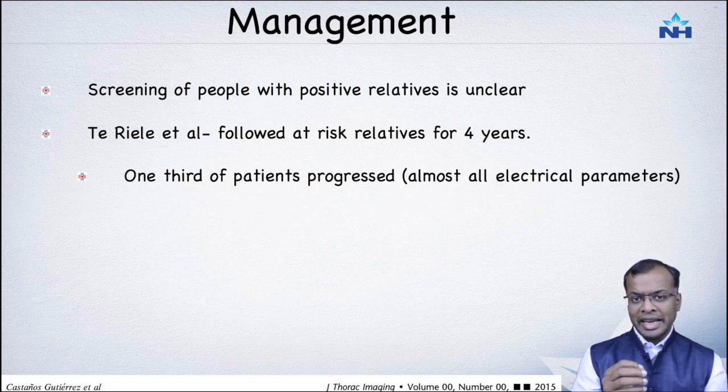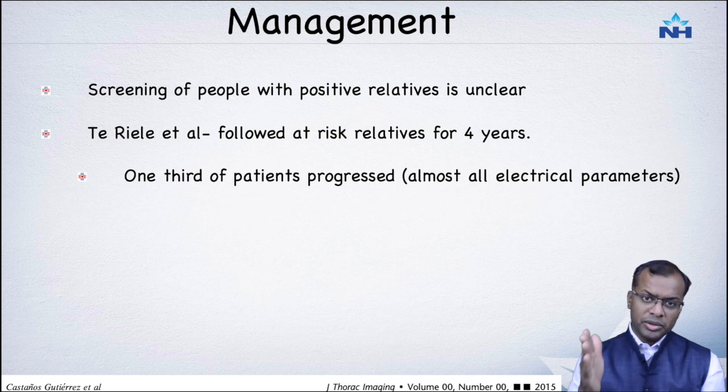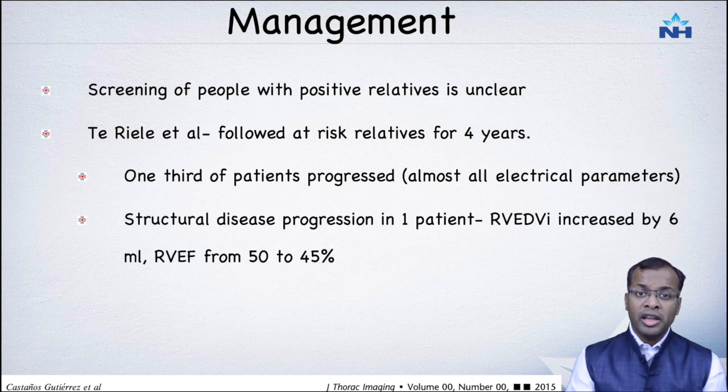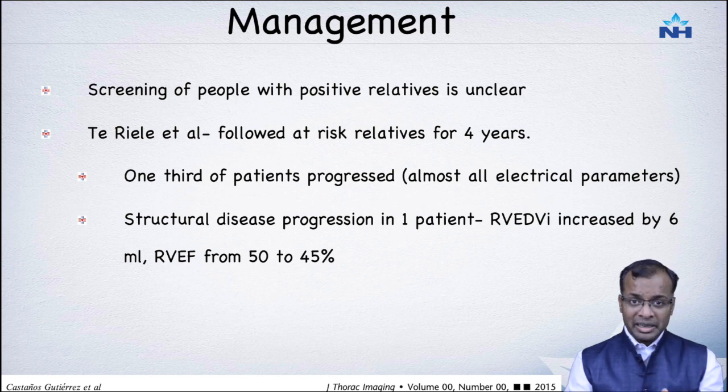Tarial et al. looked at a period of 4 years. They serially followed up patients who were relatives of ARVC patients, and saw what happens to these patients. 1/3 of the patients in this group progressed. Almost all of these patients only had electrical parameters in terms of progression. Structural progression, the ones which would be seen in cardiac MR, was only seen in one patient, whereby the volume just increased by 6 ml, but the ejection fraction drop was about 5%.